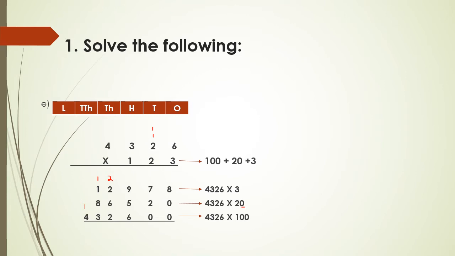8 plus 0, 2 zeros you have. So 8 plus 0, 8. Then 7 plus 2, 9. Then 6 plus 5 is 11. 11 plus 9 is 20. 2 carry over. Then 6 plus 2, 8. 8 plus 2, 10. 10 plus 2, 12. 1 carry over. Then 1 plus 1, 2. 2 plus 8, 10. 10 plus 3, 13. 1 carry over. 1 plus 4 is 5. So this is your final answer of this 4 digit by 3 digit number.